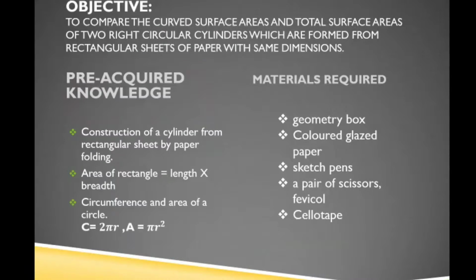What is the pre-acquired knowledge? The pre-acquired knowledge is the construction of a cylinder from a rectangular sheet of paper by paper folding. Then the area of the rectangle, that is length into breadth, the circumference and the area of a circle, which are equal to 2 pi r and pi r square respectively.